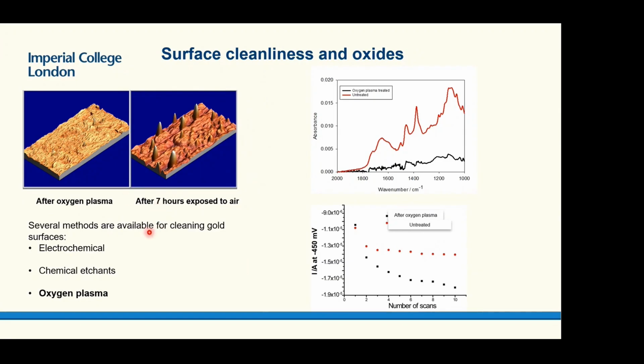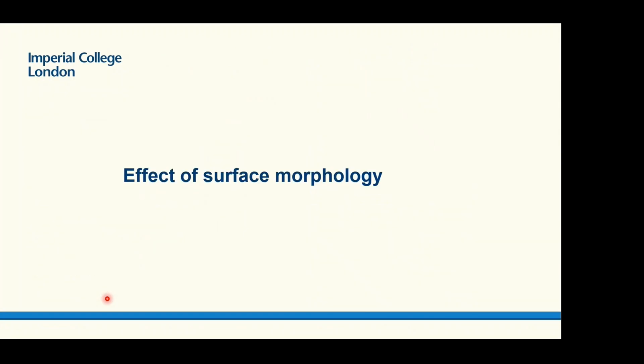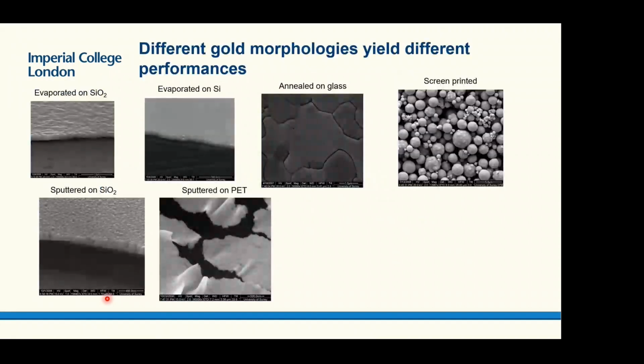So it's quite important to clean the surfaces properly before you start forming the self-assembled monolayer as well as forming the protein layer. For gold, there are different methods. The best that we tested is oxygen plasma. It's the most reproducible, the more gentle on the surface. Then moving to the surface morphology.